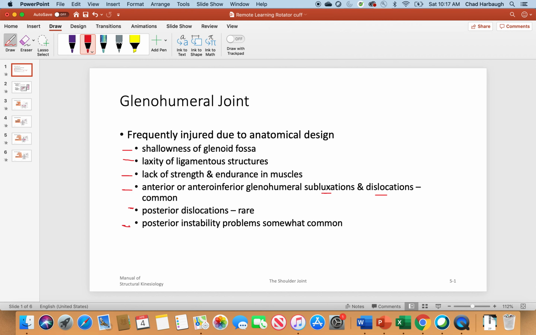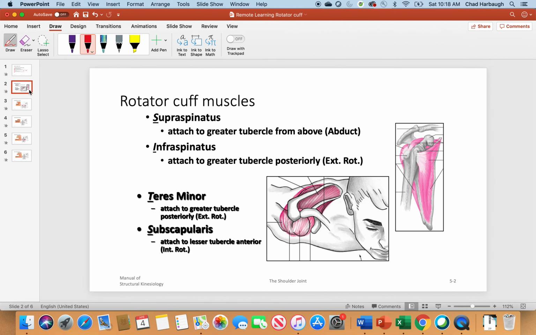What we do see is instability problems or impingements, tightnesses that occur around the subdeltoid bursa, and weaknesses in the rotator cuff musculature. One of the most important aspects that we look at is the greater tubercle. Here you can see the supraspinatus muscle coming in, and we see the infraspinatus and the teres minor all inserting onto the greater tubercle.